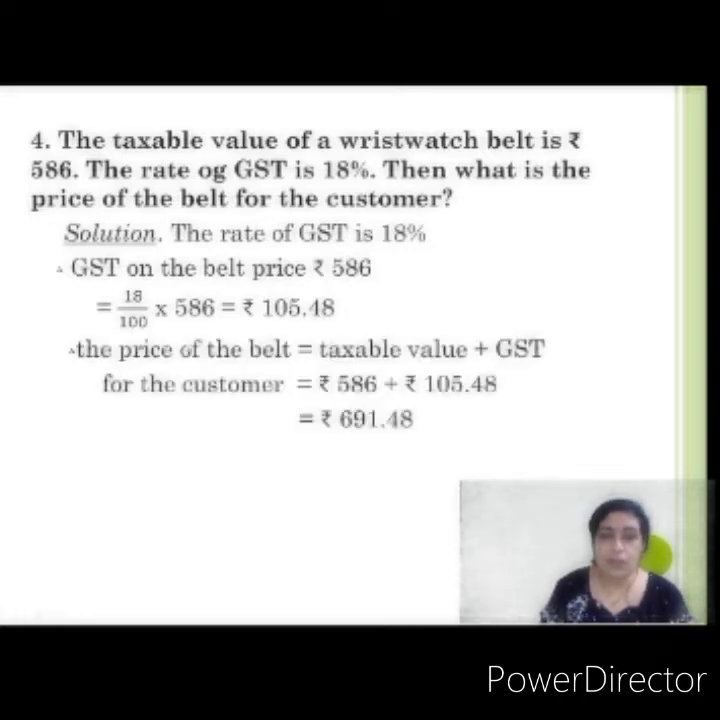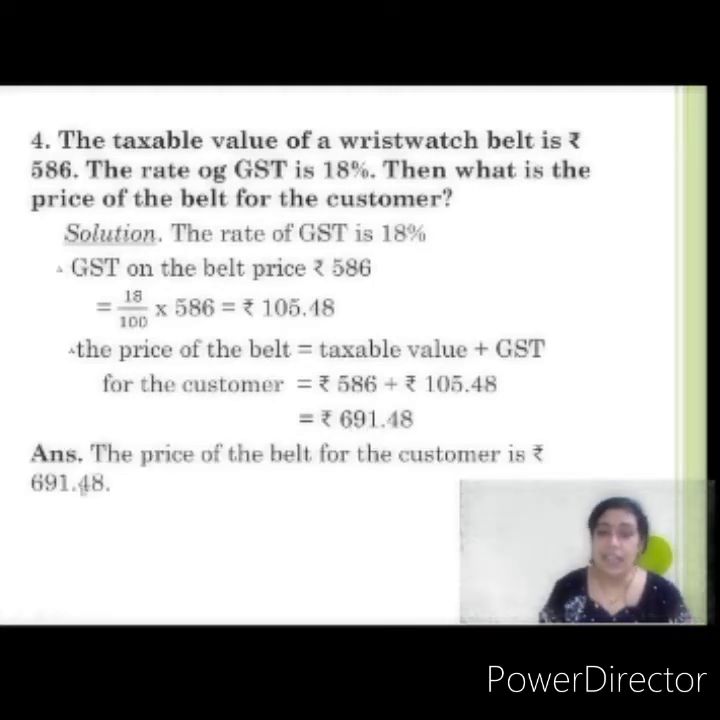Okay. So now the price of the belt will be what? This taxable value, I told you, the retailer is selling it to you. So he will sell along with applying GST, right? So he has applied GST now to you, that 586 cost plus the applied GST, that is 105 rupees 48 paise. So finally you are going to get your belt for your wristwatch at rupees 691 rupees 48 paise. And do not forget to write the answer. Okay, I hope you have understood this.